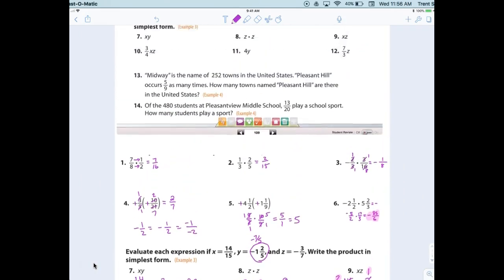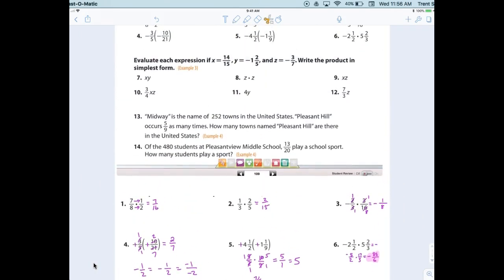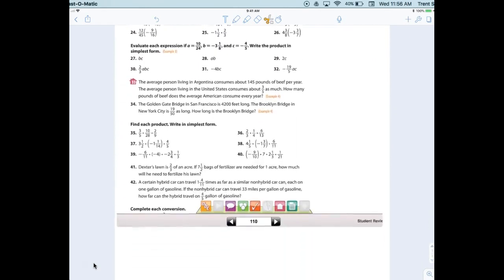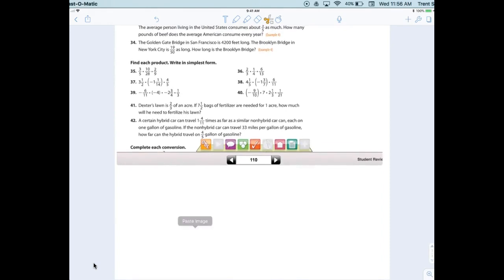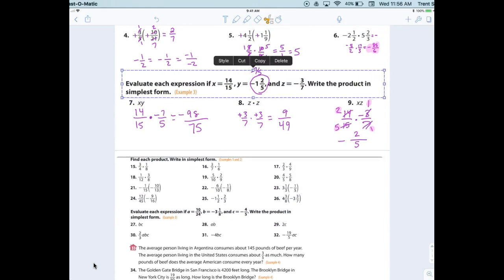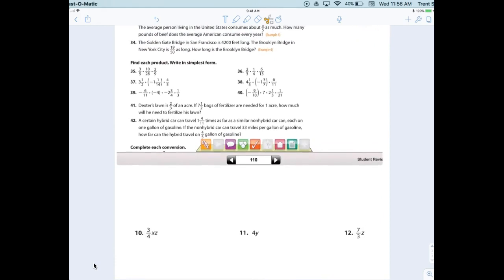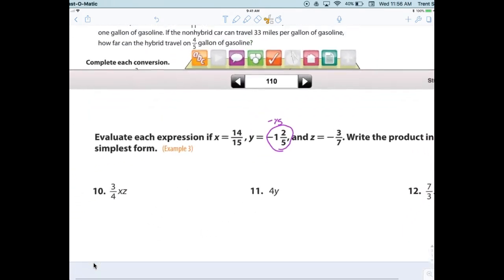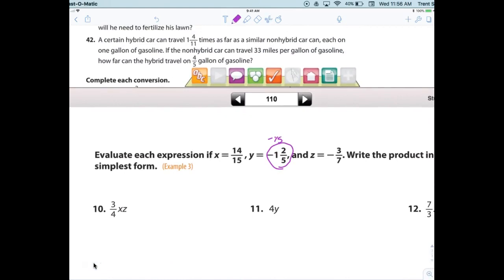All right, so now I'm going to try 10 through 12. Let's do 10 through 12. And what did we say? This was negative 7 over 5, right? Negative 7 over 5. Okay.